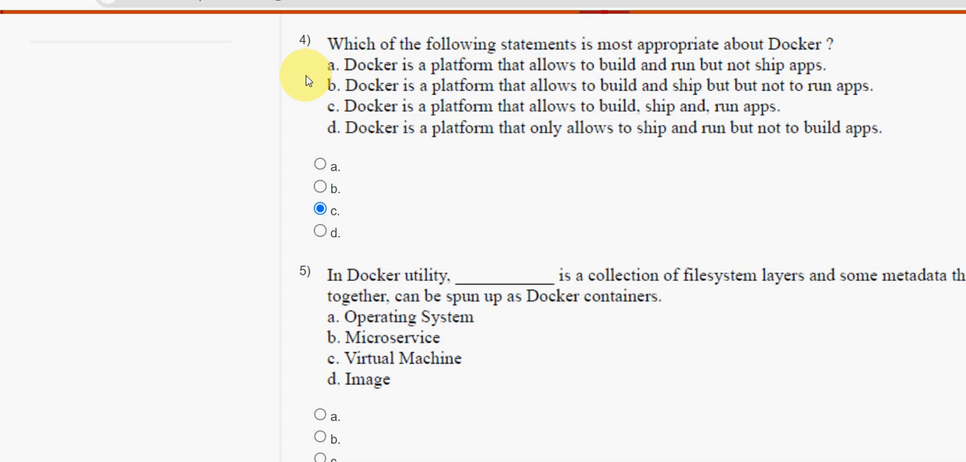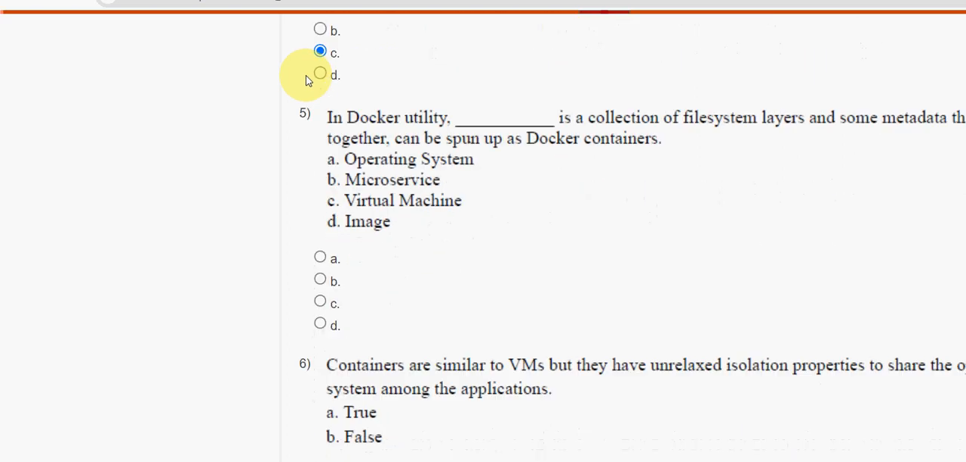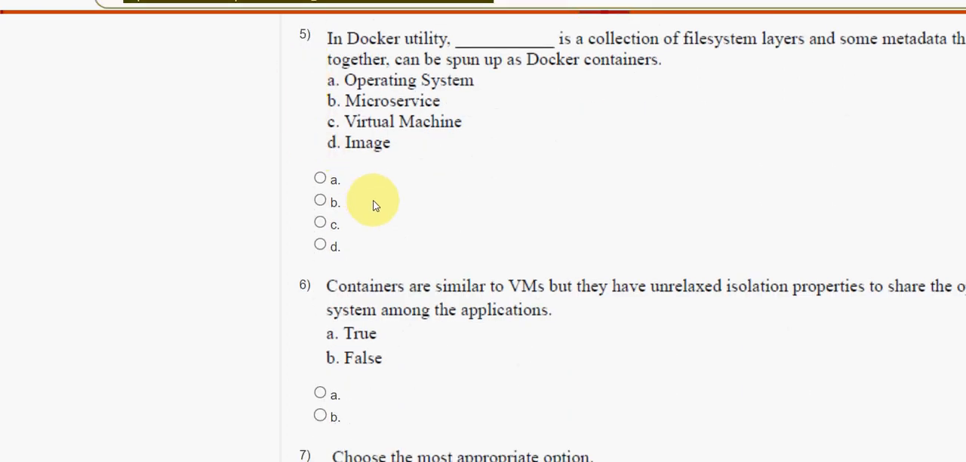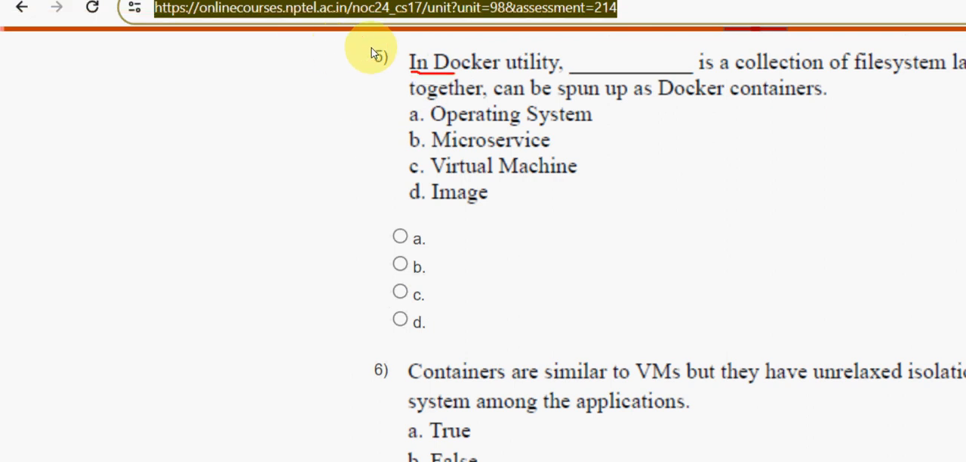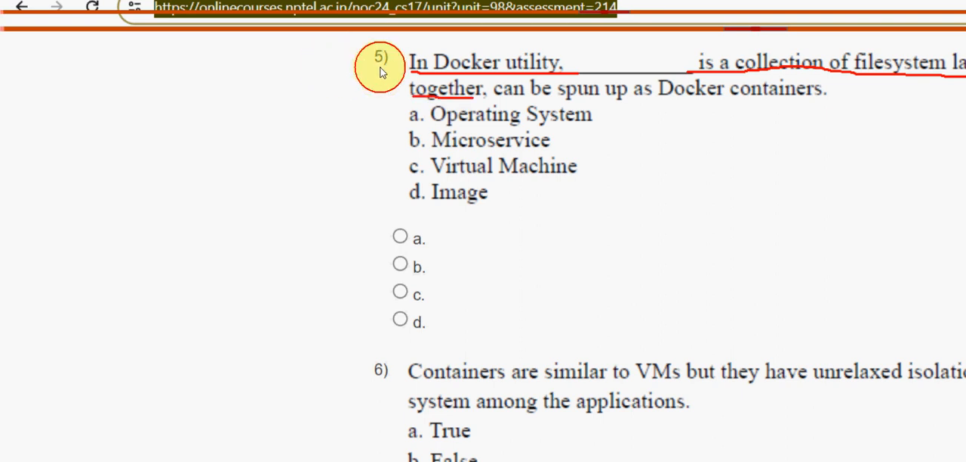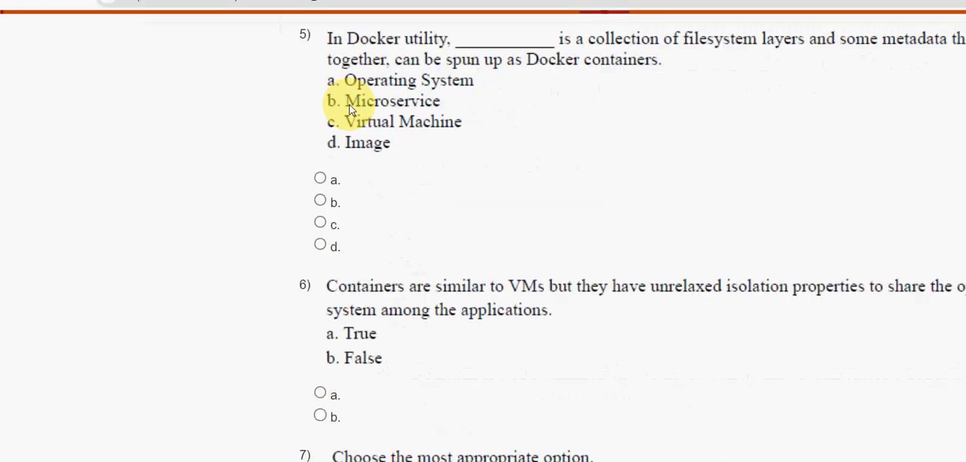Next, fifth one, guys. Fifth question. In Docker utility, what is a collection of file system layers and some metadata together that can be spun up as Docker containers? So for the fifth question, the answer is option D, image, guys. Docker image. So mark option D as the correct answer for the fifth question.